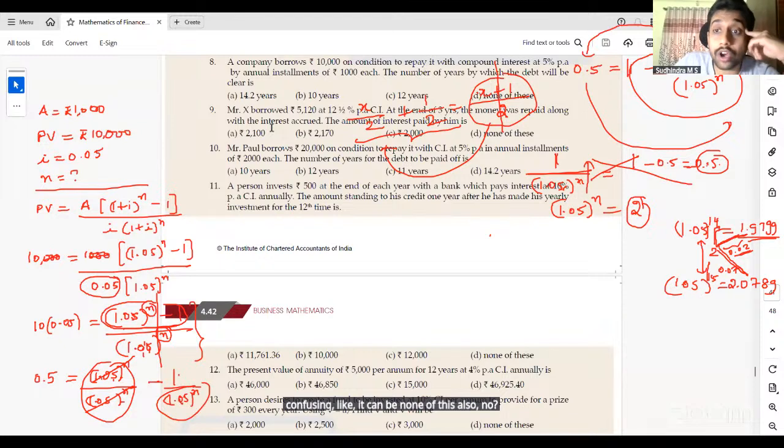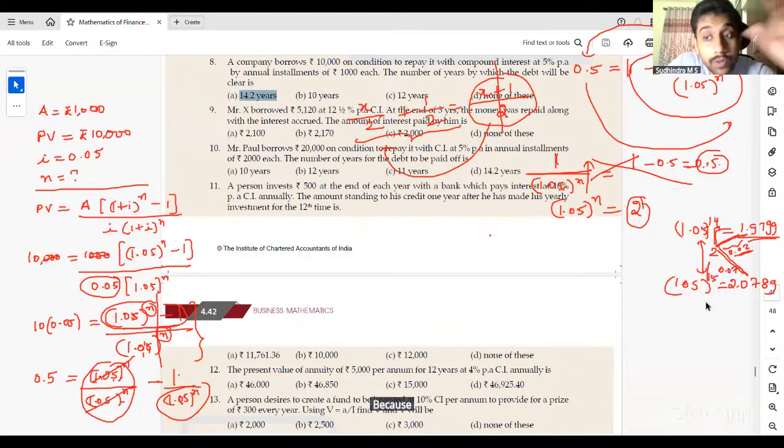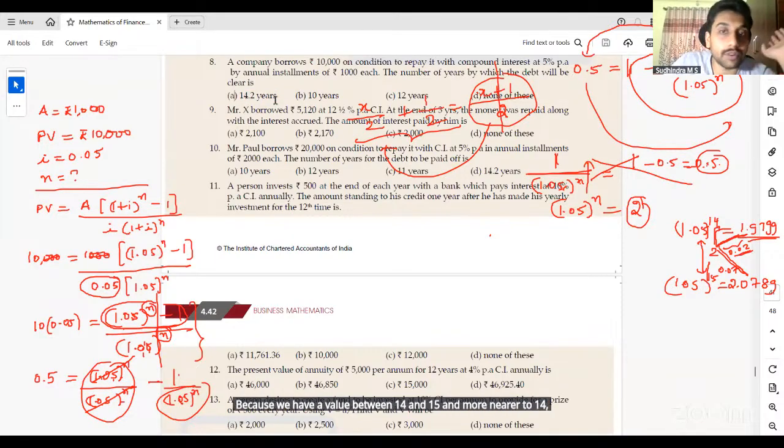No, no, because you see, if I did not have 14.2, then it would have been none of this. Because we have a value between 14 and 15 and nearer to 14, we have to select 14. It cannot be none of this. Okay, sir.